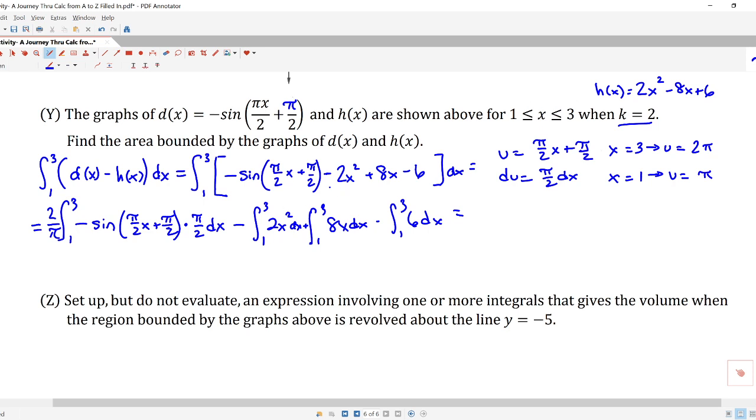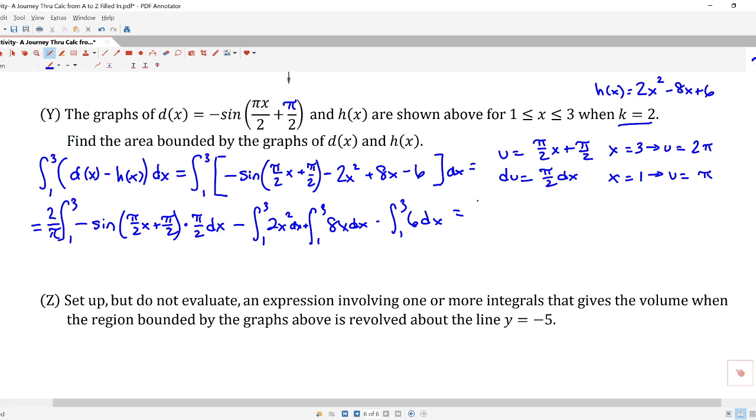The thing you've got to be careful with is that I did minus and distributed the negative up here, so I can't put minus the integral of the entire thing. Otherwise, I'm pulling that negative back out. So if you do that, then you'd have to change both the 8x and the minus 6.